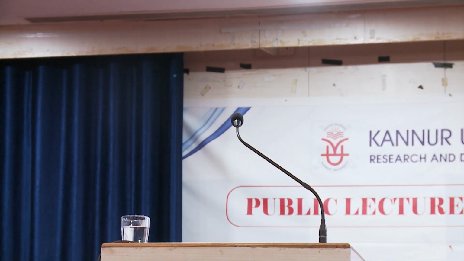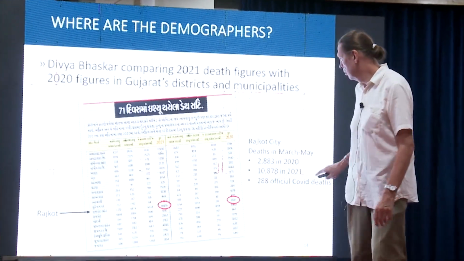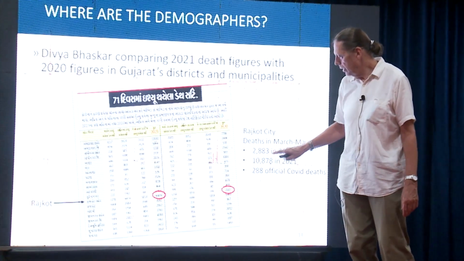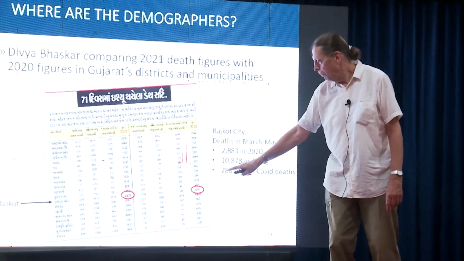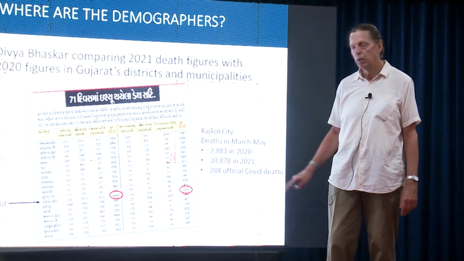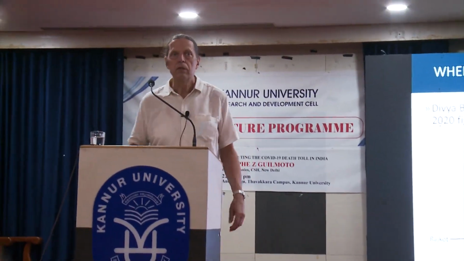It's a Gujarati newspaper. For example, for Rajkot municipality, they compare the number of deaths in 2021 with that of 2020. And they say, look, there are 10,000 more deaths. That's here in the newspaper. And they say, but compared to the number of official COVID deaths, only 300, whereas they see an excess of thousands of deaths. Surprisingly, that's why I'm saying, where are the demographers? The journalists were the first to pinpoint the gaps in the official statistics.